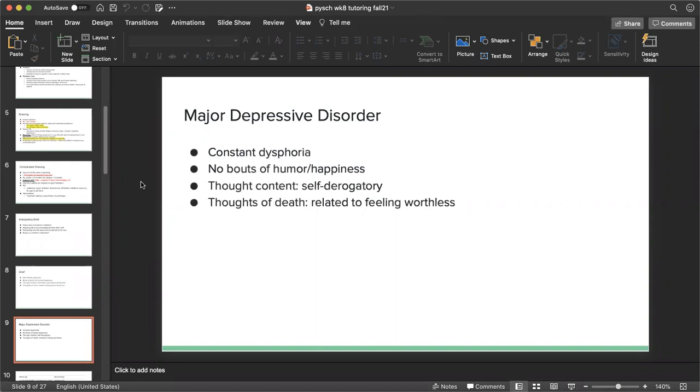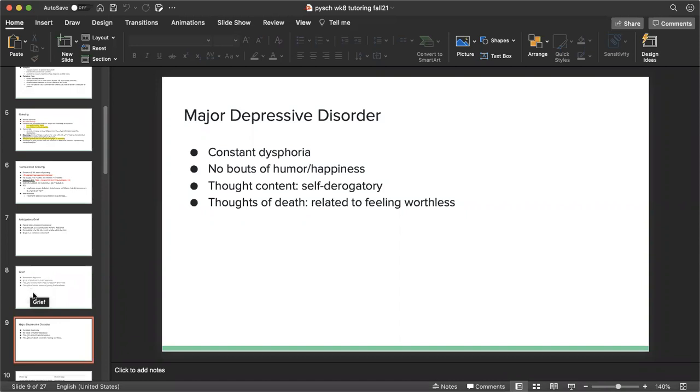So major depressive disorder. They'll have constant dysphoria, and this is the difference between grief and major depressive disorder. They'll have no bouts of humor or happiness. Their thought content will be self-derogatory, and their thoughts of death are related to their feelings of worthlessness. So you can see the differences again.